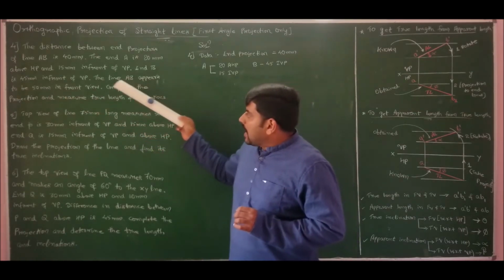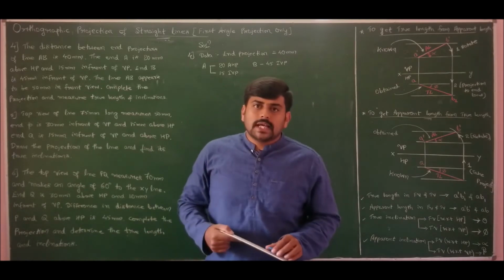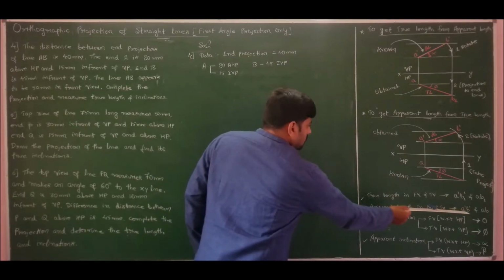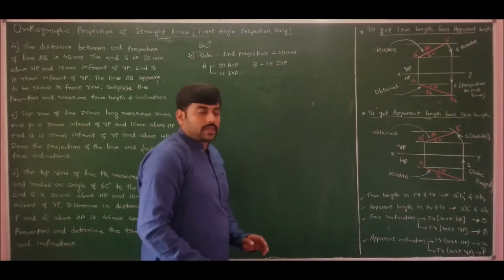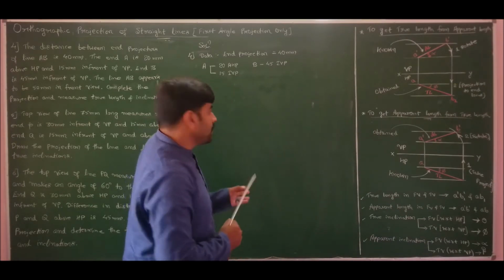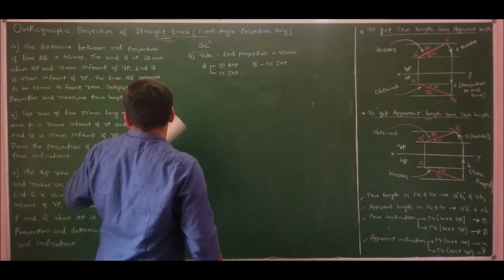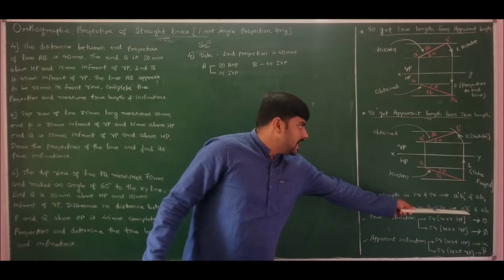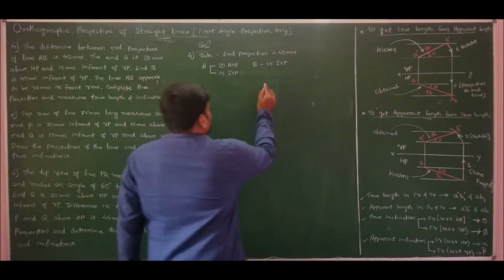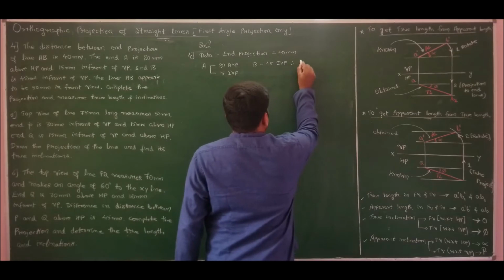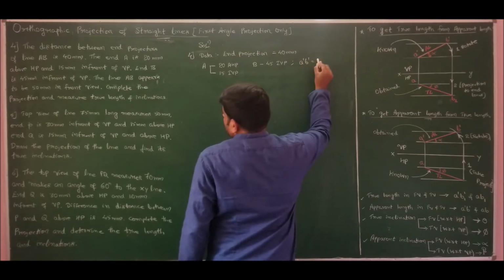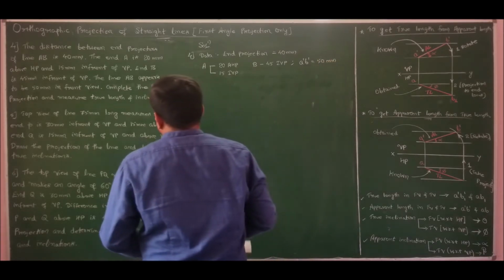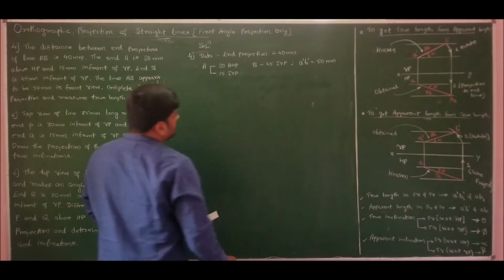So apparent length in front view is denoted as A dash B dash. Sorry, A dash B1 dash is the true length. Here it is stating that the line AB appears to be 50 mm in front view. So apparent length in front view is A dash B dash. So what is given for us is the apparent length, that is A dash B dash, which is 50 millimeters. Complete the projection and measure true length and inclinations.